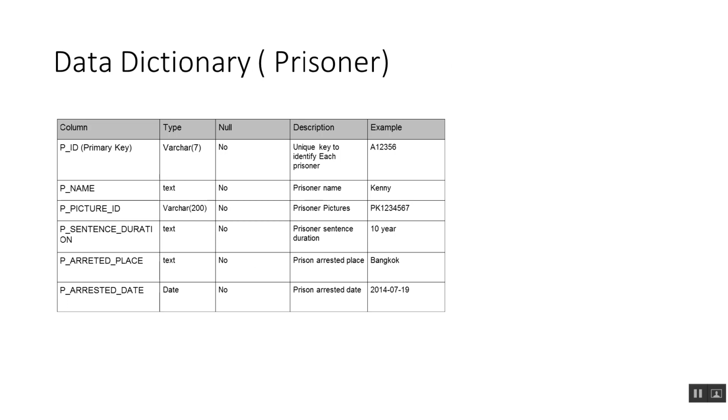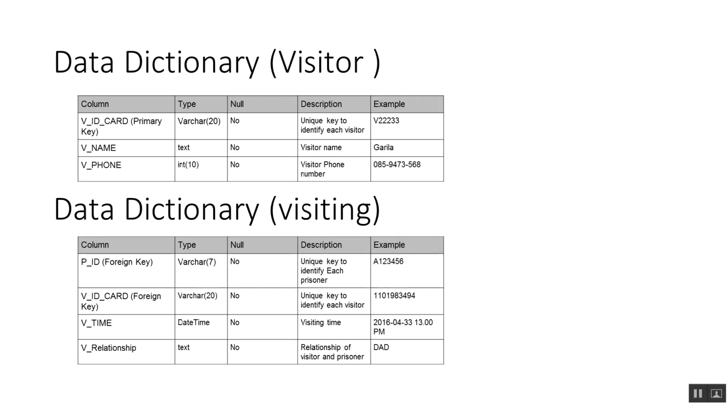This is the dictionary of the prisoner table. Prisoner table has the PID as a primary key, and attributes are prisoner name, prisoner ID, sentence duration, arrested place and date, and examples of the data. And the visitor table has a VID card as a primary key, has a VName and VPhone as attributes, and examples of the data of each attribute. And the visiting table has a PID and VID card as foreign keys, and time and relationship as attributes, and has an example of the data.